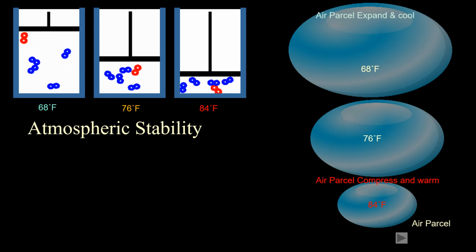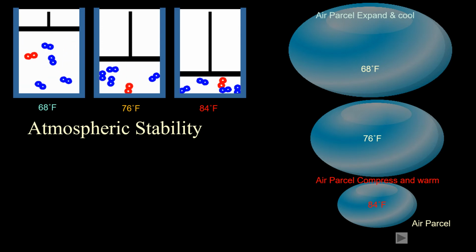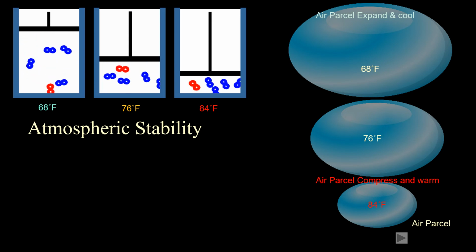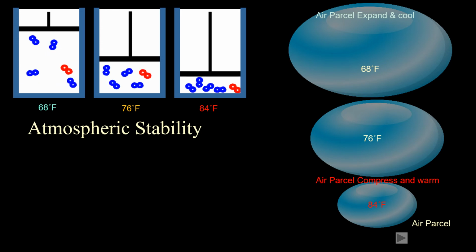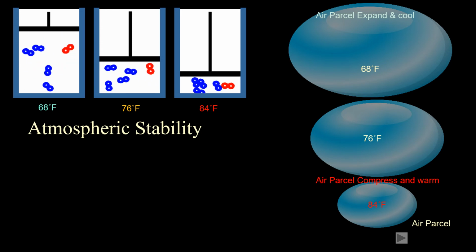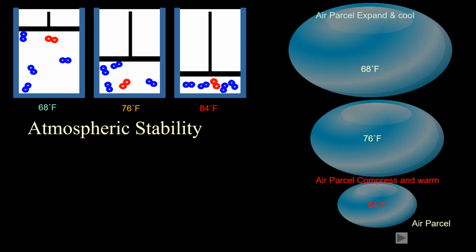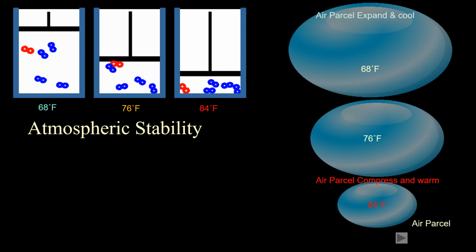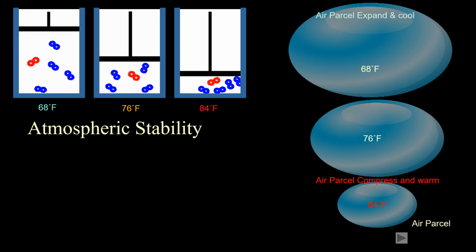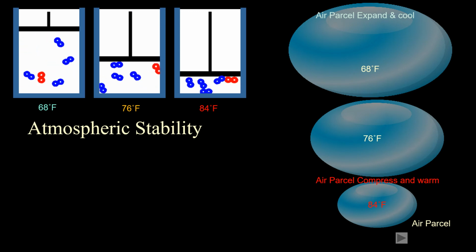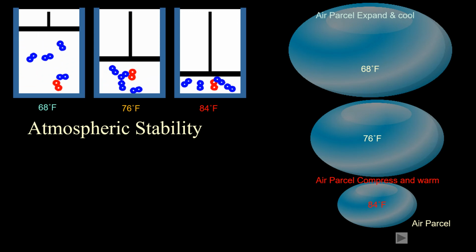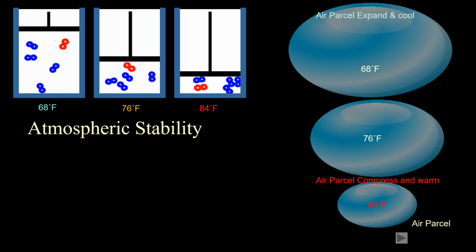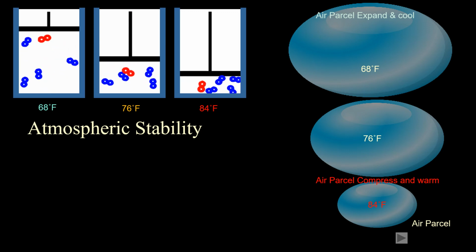So we can say a rising parcel of air expands and cools. When air goes up, it expands and it cools. On the other hand, a sinking parcel is compressed and warms. Compressed molecules collide with each other more rapidly, creating heat, and that heat creates a warmer temperature. So a rising parcel expands and cools, its temperature decreases, and a sinking parcel is compressed and warms, its temperature increases.